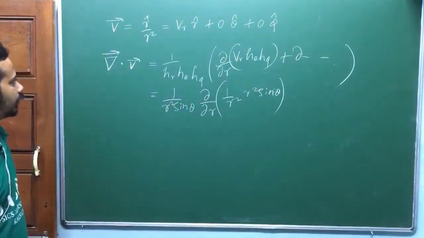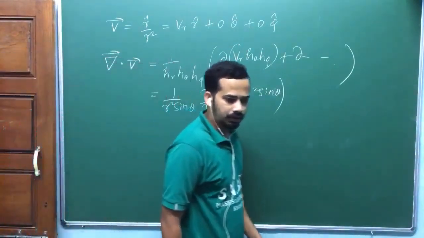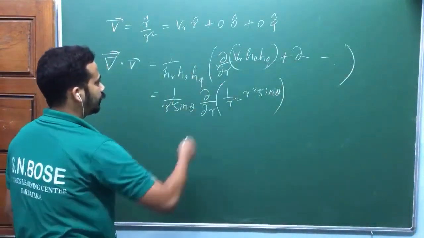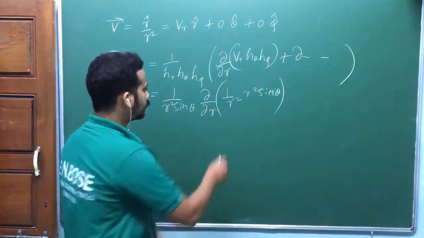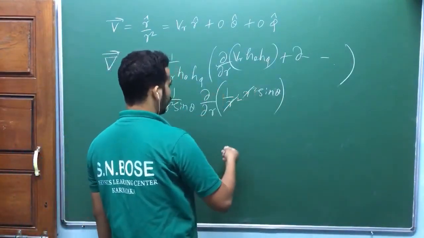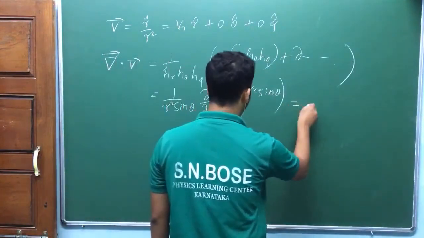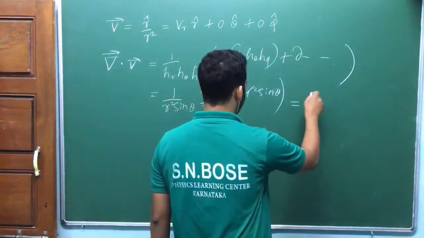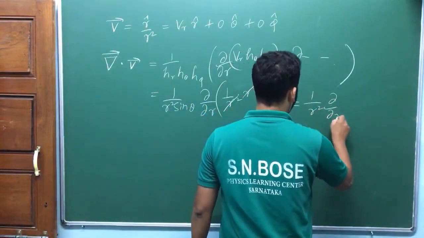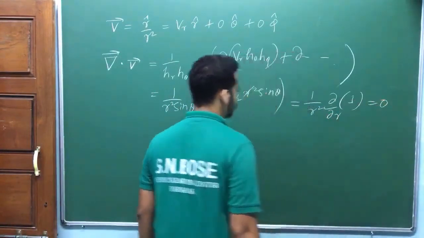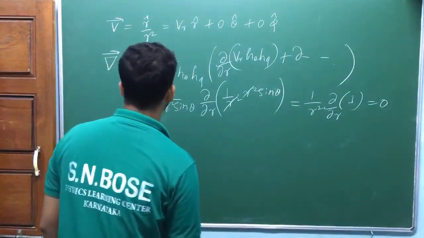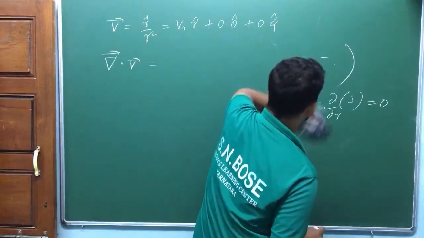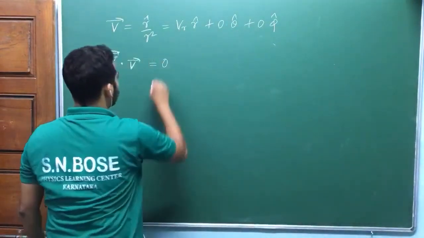Earlier we might have dealt with Cartesian coordinates, but right now you have to make use of the formula we discussed yesterday. So now look here, the r square got cancelled. Sine theta can be taken outside, and you can write 1 by r square dou by dou r of 1, which is equal to 0. Divergence equals 0. The divergence of the above vector field is 0. Just apply and find out.